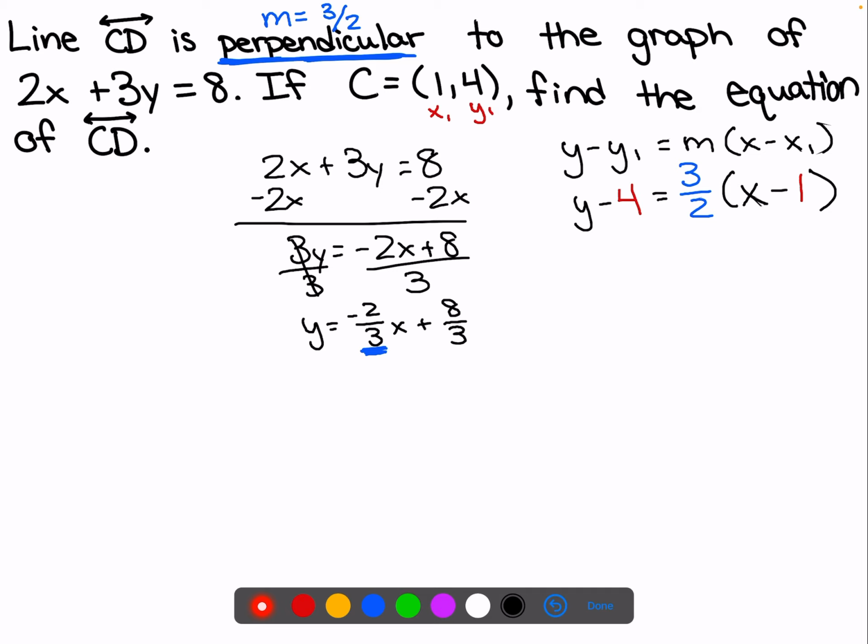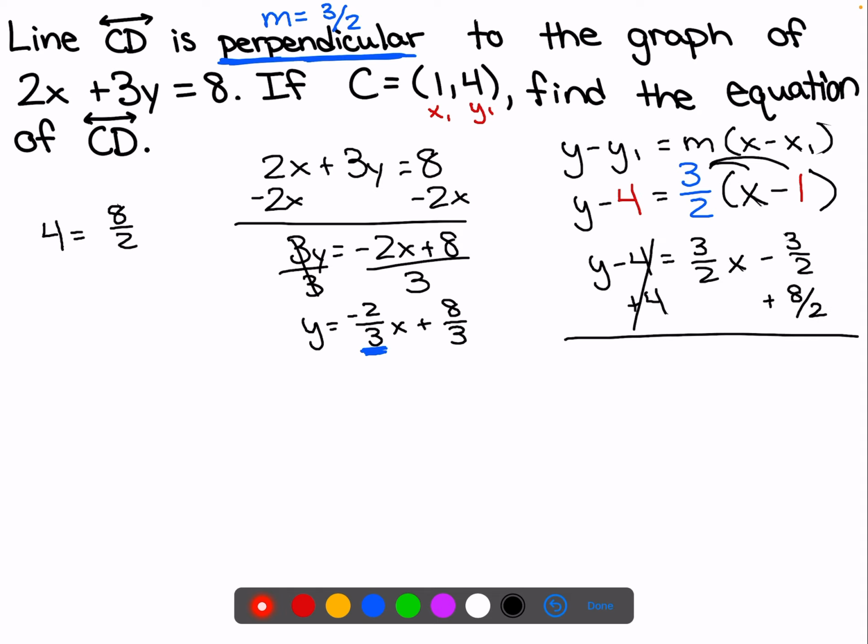I'm going to also write it in slope-intercept form. To do that, I distribute through the parentheses. So we have y minus 4 equals 3 over 2x minus 3 over 2. From here, I'll add 4 to both sides. And just for the record, 4 is the same as 8 over 2. Since I'm dealing with a fraction over here, I'm going to add 8 over 2 to the other side, because 4 and 8 over 2 are the same. This will give us y is equal to 3 over 2x plus 5 over 2. And that is our equation in slope-intercept form.